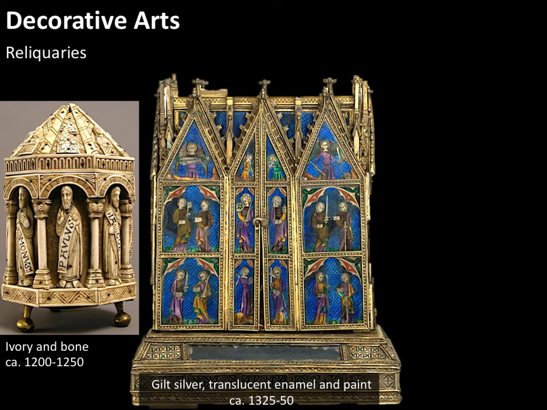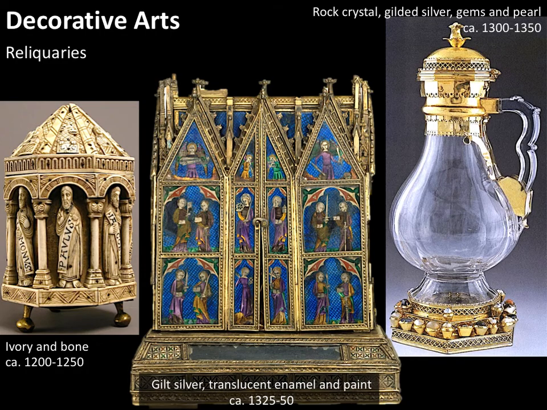Here we have another reliquary that feels a little bit like a cathedral, doesn't it? Like the Gothic Church itself, made out of gold and silver as well as enamel and paint. And we can see various Bible stories being told in the panels here too. And this last one really gets me. So this one is made of rock crystal and silver and gold and gems and pearls. This is the reliquary for the tablecloth from the Last Supper.